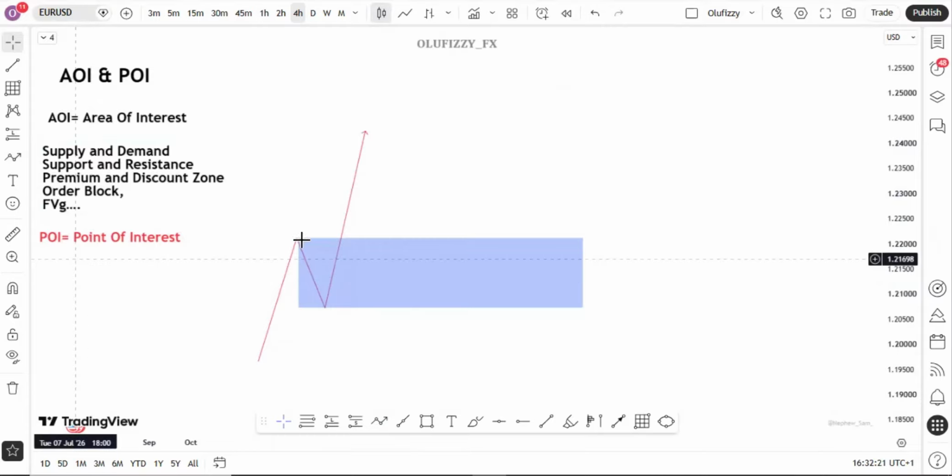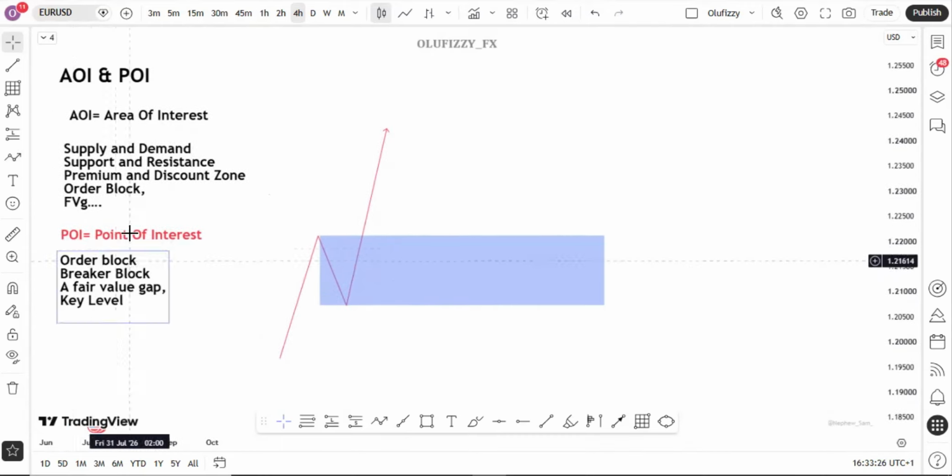Now you have your area of interest, but you don't want to just buy from this area of interest. You want to look for a specific point or a specific zone or level where you want to buy from. So that is where this point of interest comes in. Your point of interest can be an order block, a breaker block, a fair value gap, or a key level. But it's going to be a level within your area of interest.